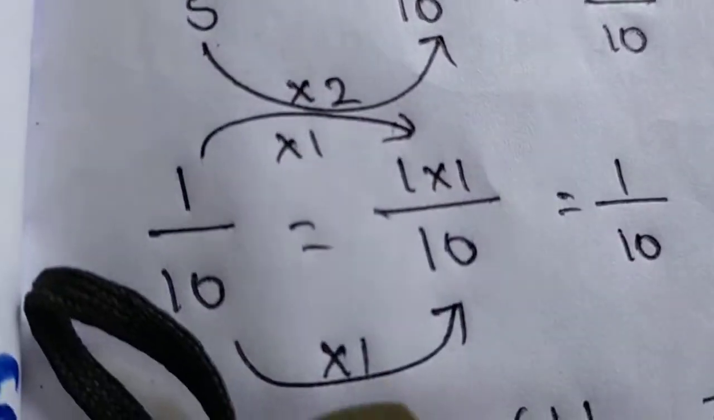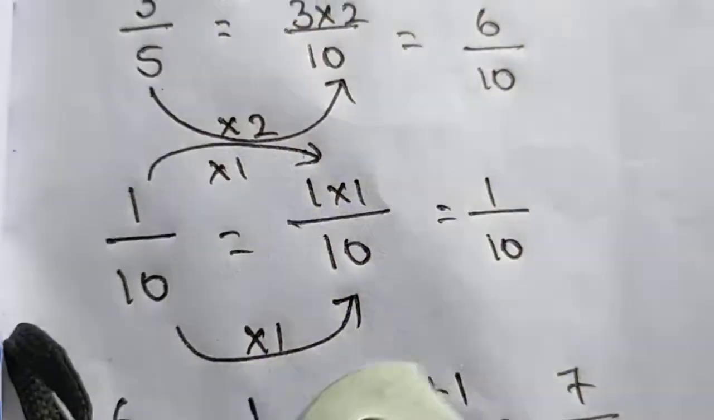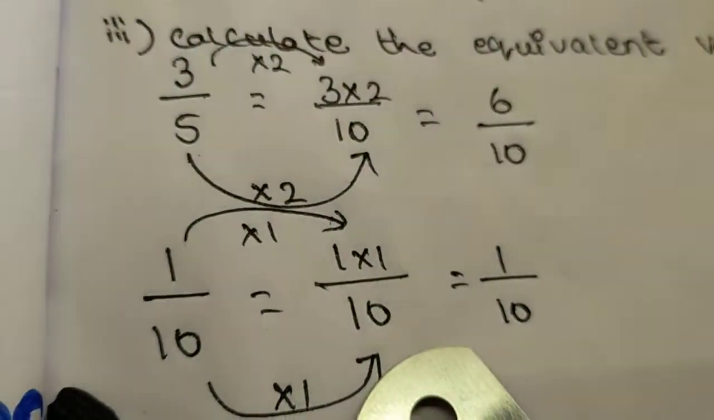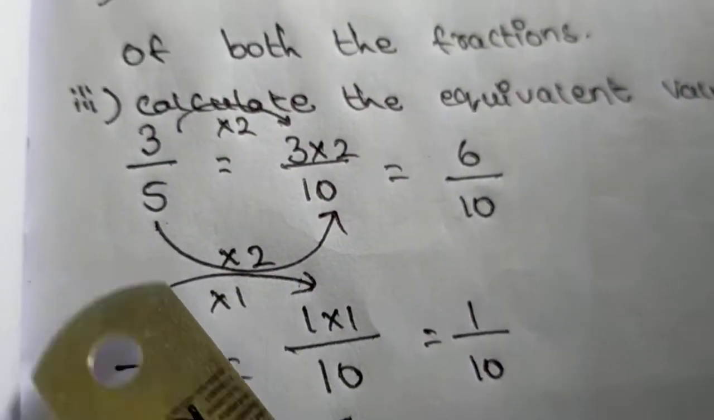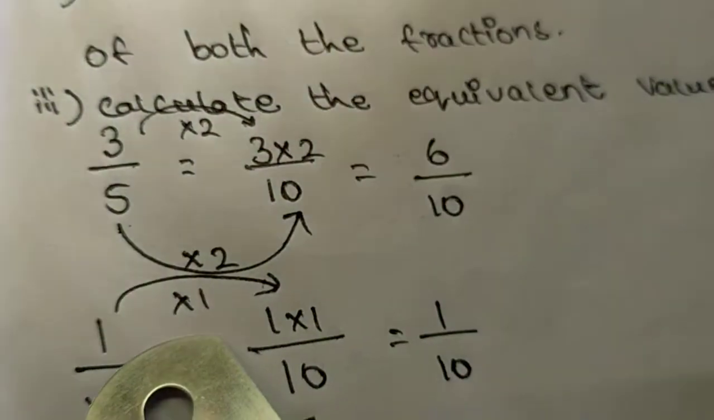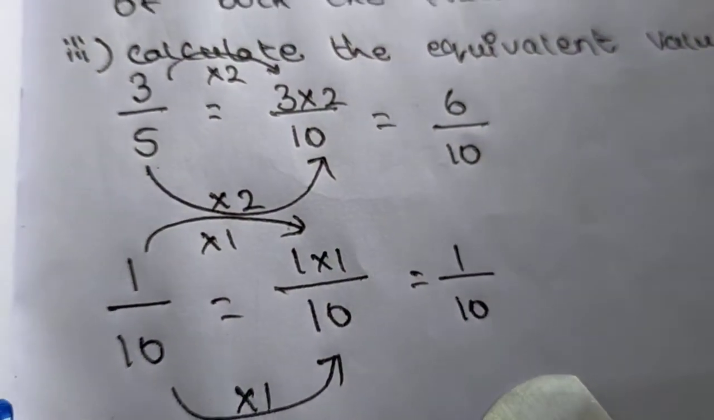So now 1 by 10, again in the 10 table, when will you get 10? 10 ones are 10. That means into 1, so the numerator also you have to multiply with 1. So 1 by 10. You understood?